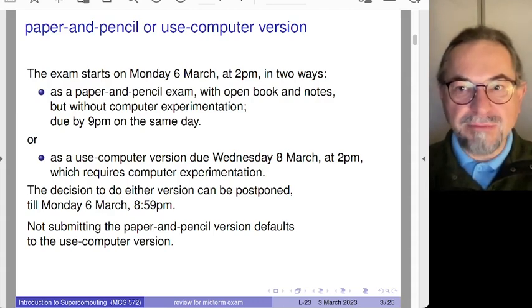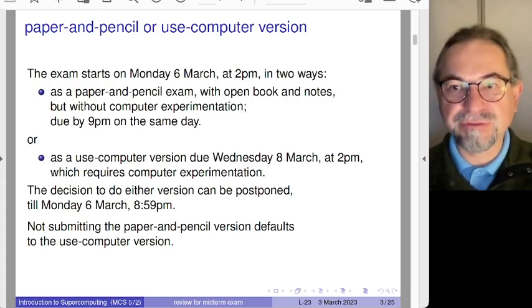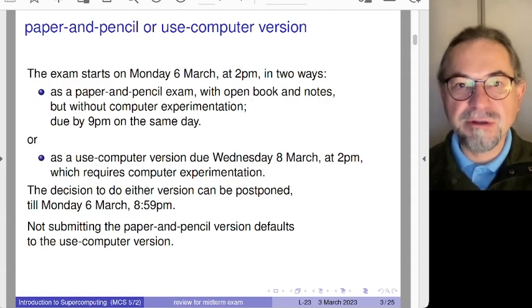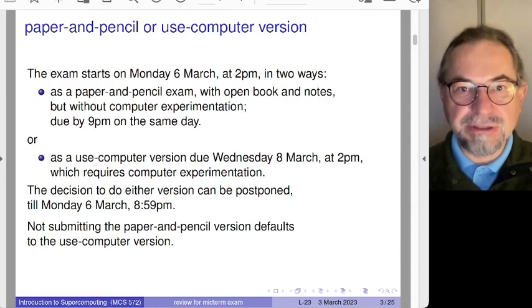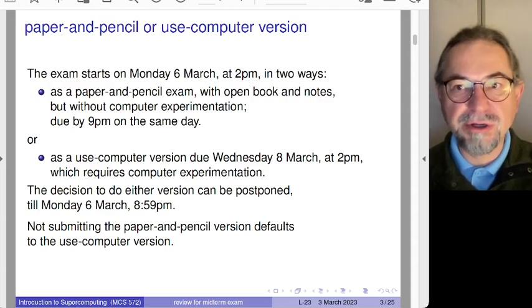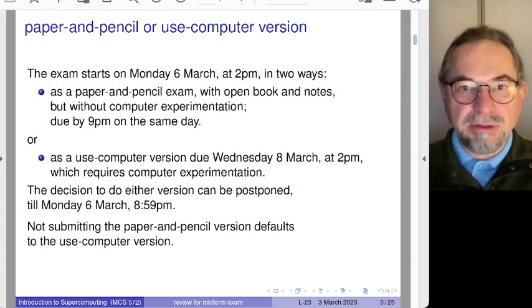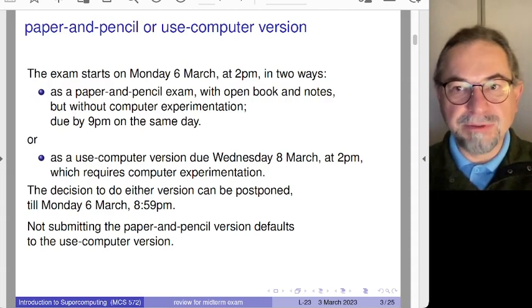So there are two ways how you can approach this exam. As a paper and pencil exam, so this is in preparation for the computational science prelim, with the exception that in the course this is still an open book exam. Computers will not be necessary for experimentation, so you should be able to answer the questions with paper and pencil. For that you have time till the end of the day somehow.